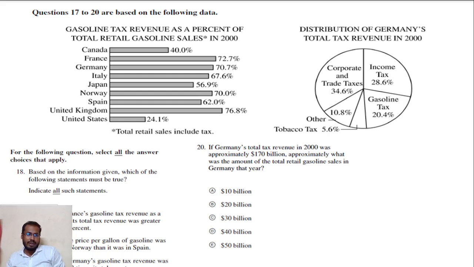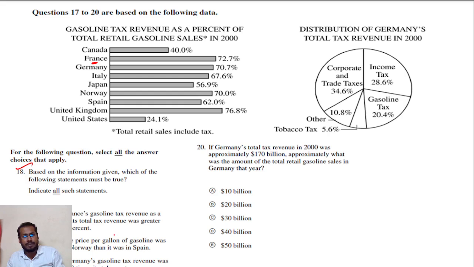Next question. Look at this. Based on the information given, which of the following statements must be true? Okay, the first statement is: in 2000, France's gasoline tax revenue as a percent of its total tax revenue was greater than 20.4. Here, look at this. France gasoline tax revenue. France is okay, France is here, but this is not okay. Gasoline tax revenue as a percentage of total tax revenue was greater.